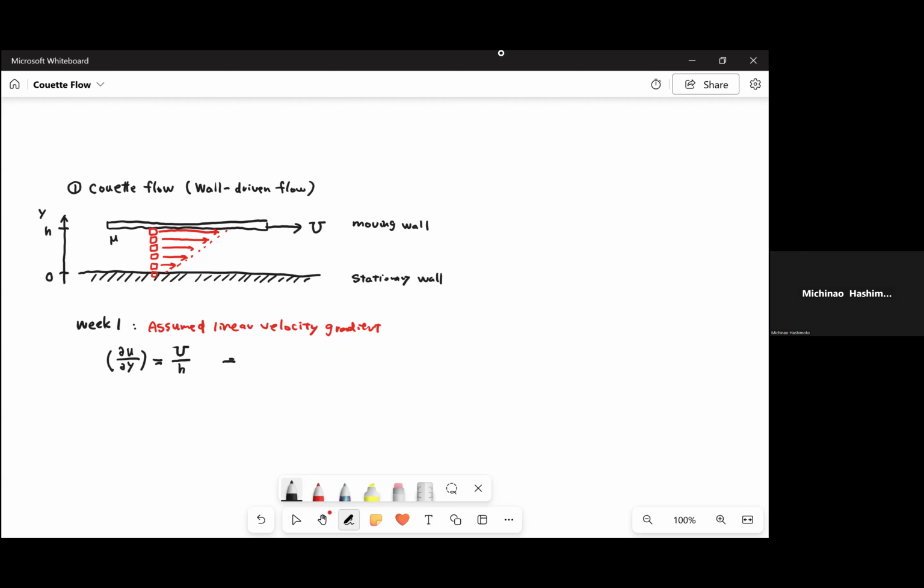And then the argument we had was that the shear stress tau is given by the viscosity equation, tau equals mu du/dy, and this is going to be nothing but mu times U over h. So this was the argument that we had in week one. Really, what we are going to do now is prove this.